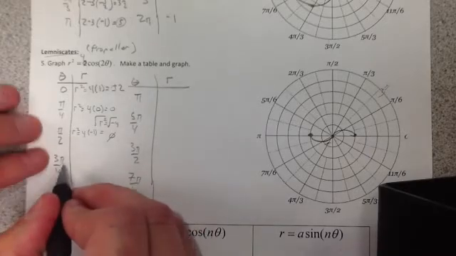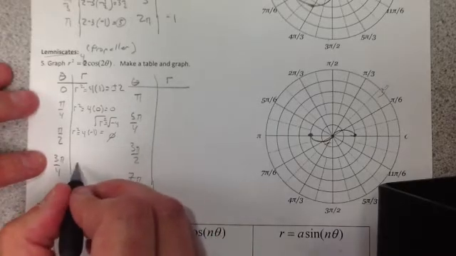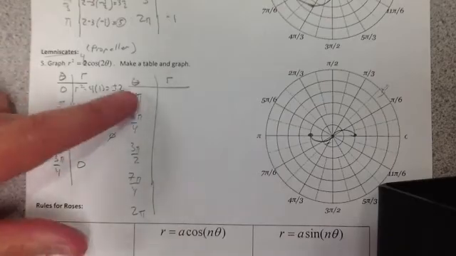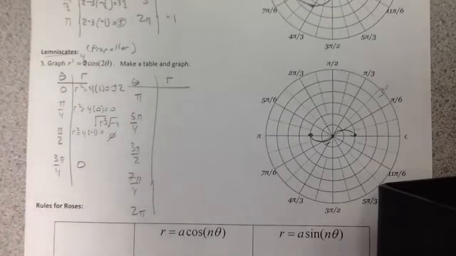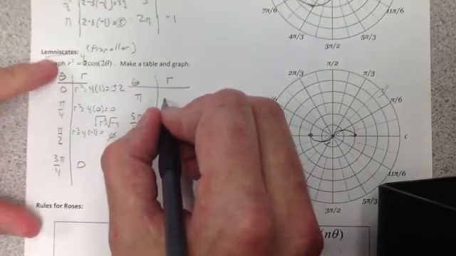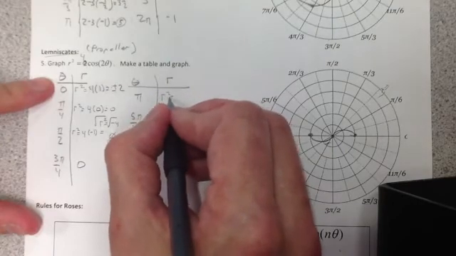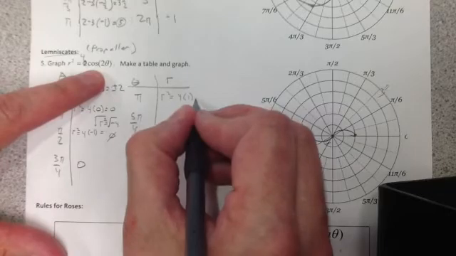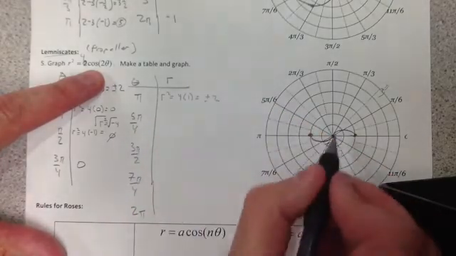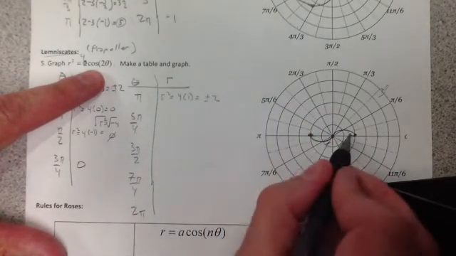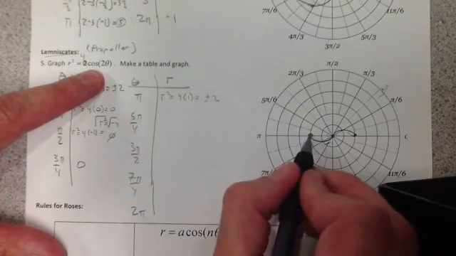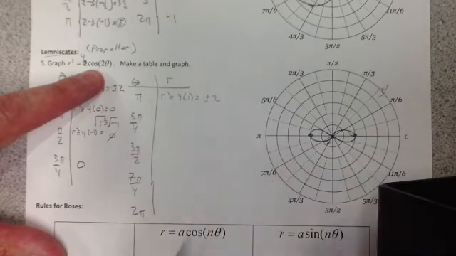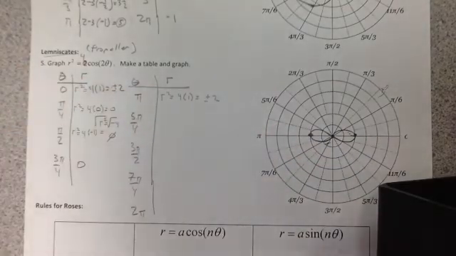Same thing if I plug in 3 pi over 4, that's again going to give me 0. Plug in pi, the cosine of 2 pi. Here's where we get our answer again. We get r squared equals 4 times the cosine of 2 pi, which is 1. So we get plus or minus 2. If you notice, at pi, we're back to where we started. So all we're going to do is complete it. It actually kind of goes like so. And this is what we call a lemniscate.